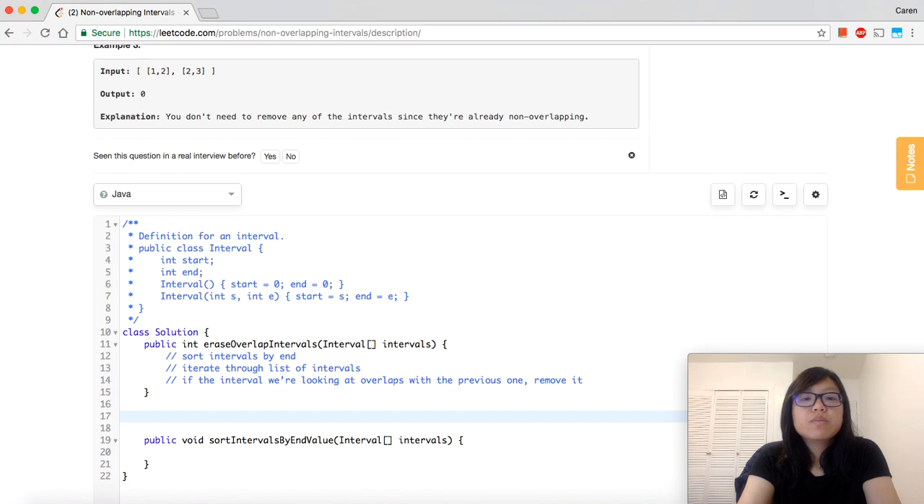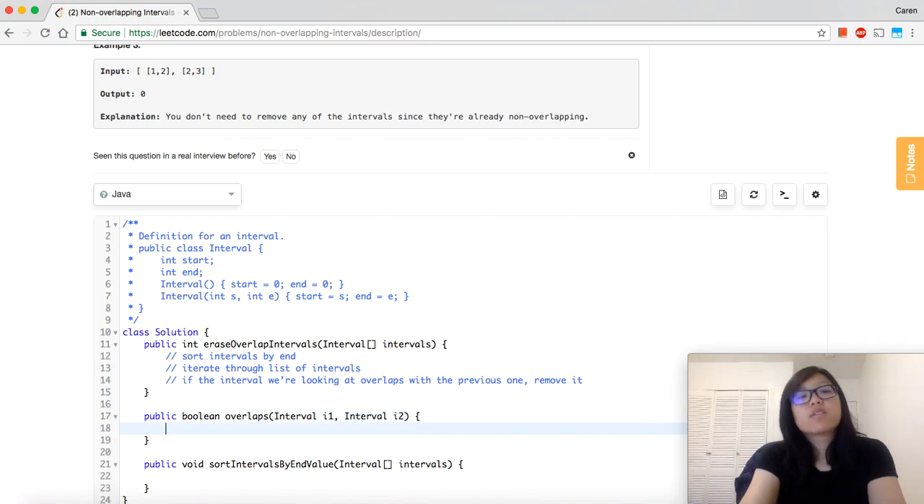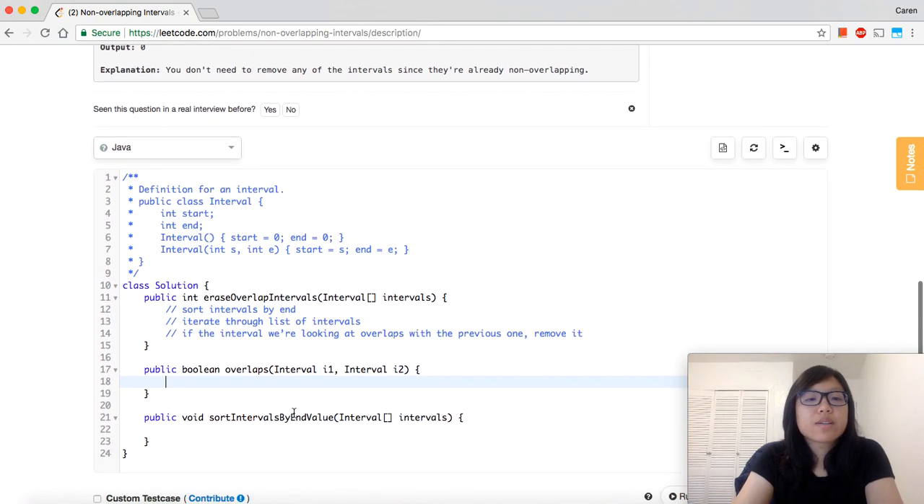So right from this comment, I want to say it'd be great if we had a helper function that says overlap. Given 2 intervals, do these 2 intervals overlap? So this method, while I didn't implement it yet, would tell me if 2 intervals overlap each other. And that would hopefully help me with the third bullet point I'm trying to do here.